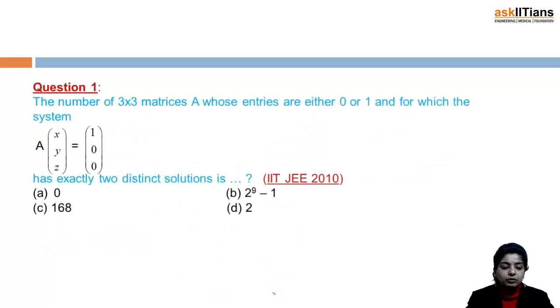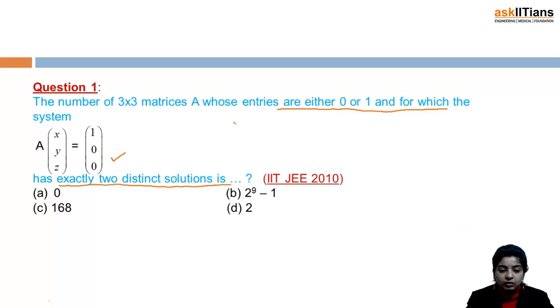Okay, so we have a question based on this concept, which was asked in one of the previous year papers of IIT JEE, in fact in the year 2010. The number of 3 cross 3 matrices A whose entries are either 0 or 1 and for which the system has exactly 2 distinct solutions is. So we are given this system, and we need the number of 3 cross 3 matrices A whose entries are either 0 or 1 and for which the system has exactly 2 distinct solutions.